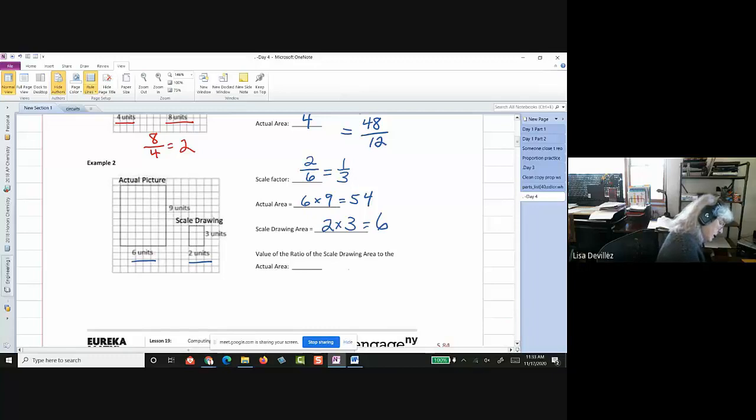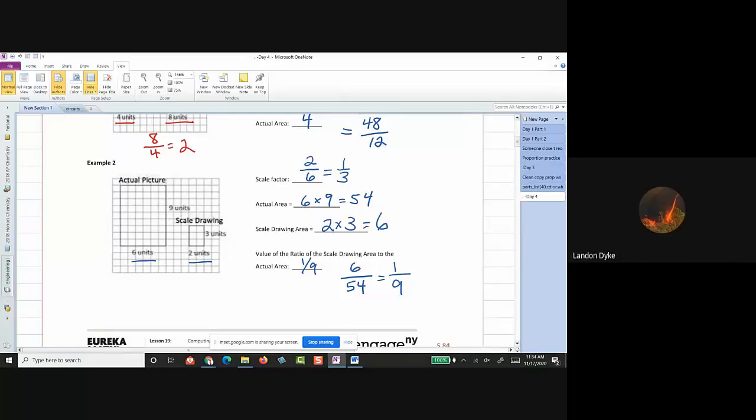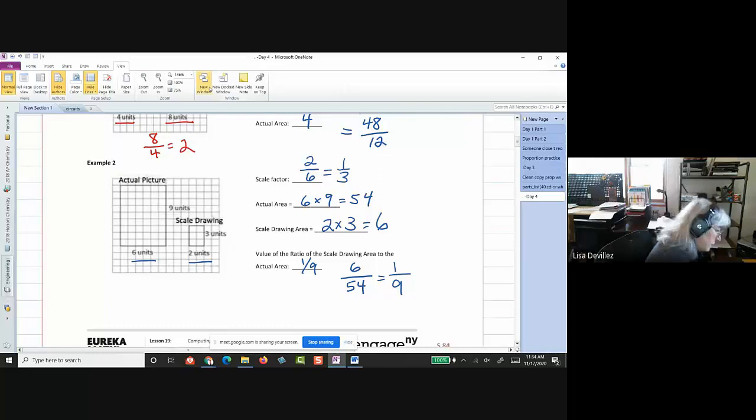So again, our ratio of the scale area to the actual area is 6/54, which would be 1/9. So we can just leave it as a fraction. All right. Okay. Yeah, that makes sense.